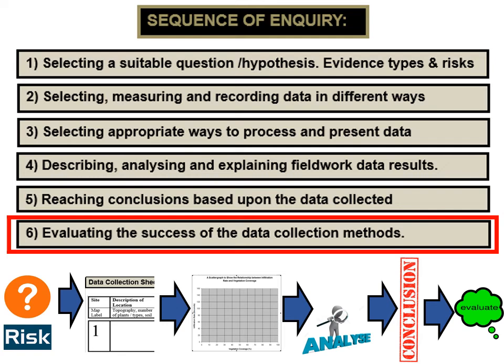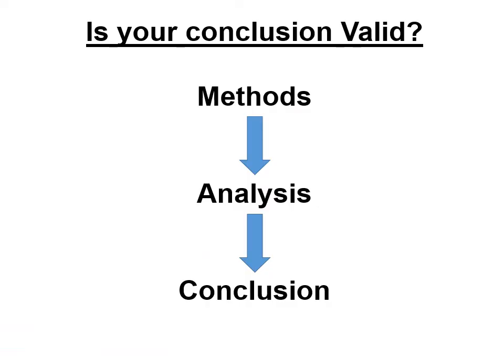Number 6, evaluating the success of the data collection methods. So when we evaluate our project, our data collection methods, we're not talking about, yes, it was a good day out. We're thinking about the validity of the conclusions. Are the conclusions valid? Because on this sequence here, if you chose the wrong methods and you picked out the wrong data, that means your results were wrong. And if your results were wrong, then your analysis was wrong. And if your analysis was wrong, then your conclusion can't possibly be right. So is your conclusion valid?